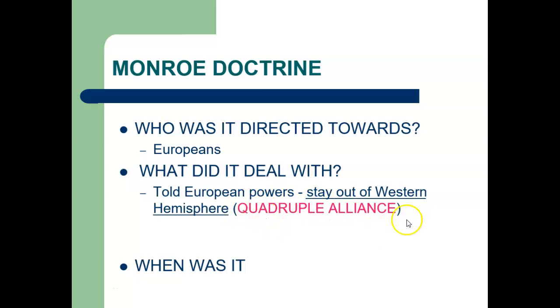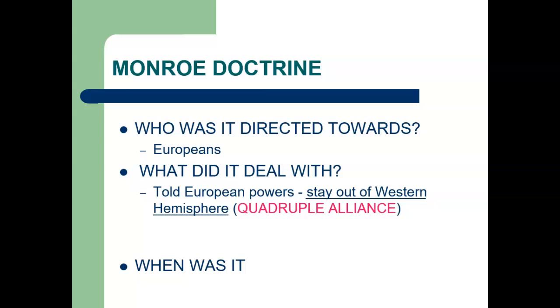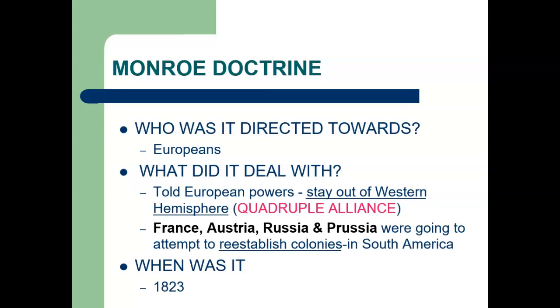We told the Quadruple Alliance. Remember that picture that showed the 4 people? Well, the Quadruple Alliance would be the countries of France, Austria, Russia, and Prussia that were attempting to reestablish their colonies in South America. Now, we told them don't do that because we, as America, would take that as a threat to our peace and safety. And we did that in 1823. Kind of a bold statement to do, even though we didn't have the military power to back it up.